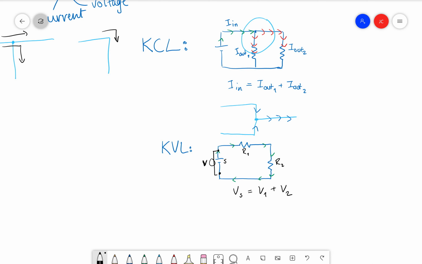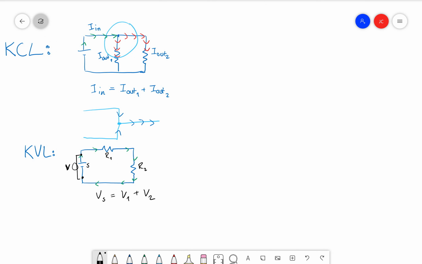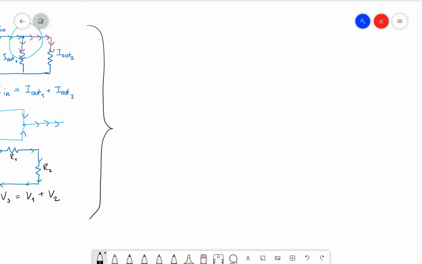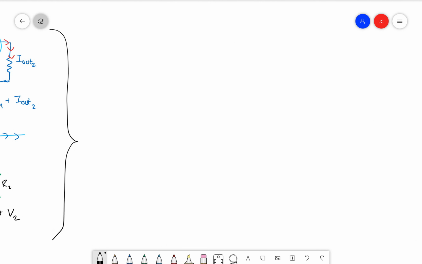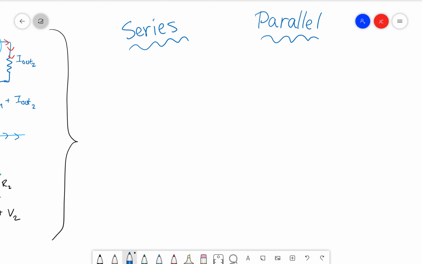Where they come in handy is they allow us to come to the conclusion of these very important equations for different types of circuits. And there are equations that deal with voltage, current, and resistance for series circuits and parallel circuits. These are the more important things, so I'm going to explain them in more detail. Here is the series side, and here is the parallel side. So, what is a series circuit? What is a parallel circuit?